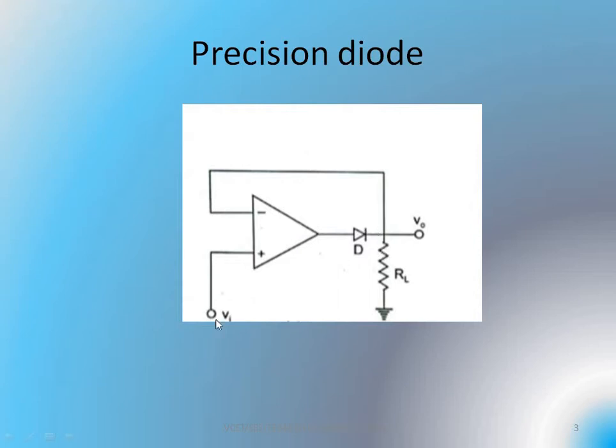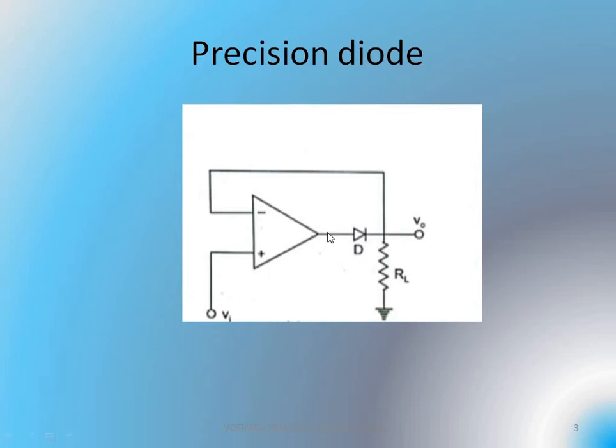Assume that the applied input is positive. When we apply a positive input, what will be the status of this PN diode? The PN diode depends upon the input applied to its anode. When the anode receives a positive input, the diode will be in the on condition, and when the anode receives a negative signal, the diode will be in the off condition. On and off condition means that the circuit will be closed or open.